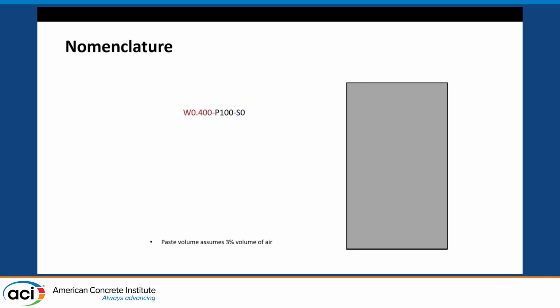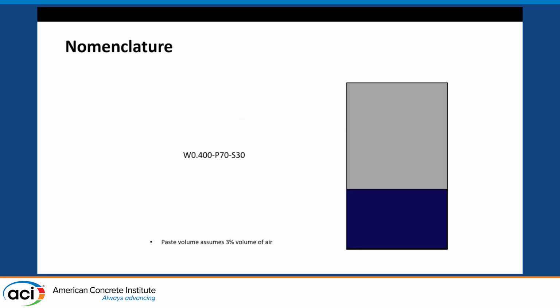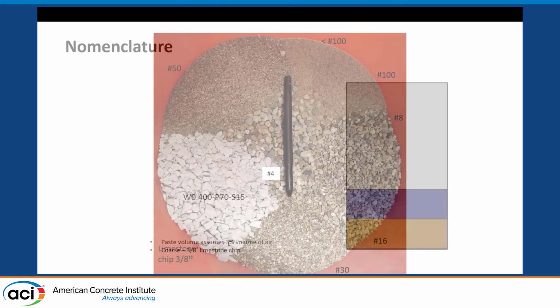So, the names of my mixes, the first part is the actual water cement ratio I considered. Second part is volume of paste in volume percent. And then S0 is how much sand is in. So in this mix, it was completely paste. 0.4 water cement ratio, 70% of the volume is paste, 30% is sand, or 70% paste, S15, and the remaining 15% is coarse aggregate. I used 3/8 inch limestone chip as my coarse aggregate.